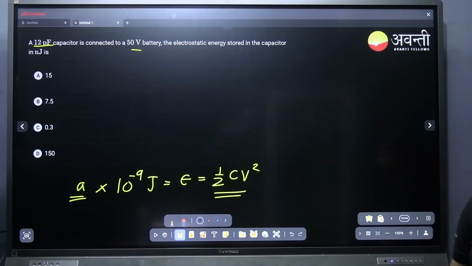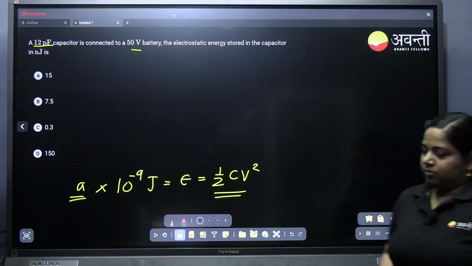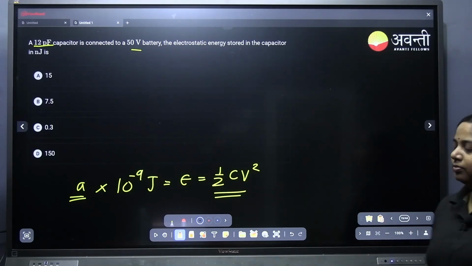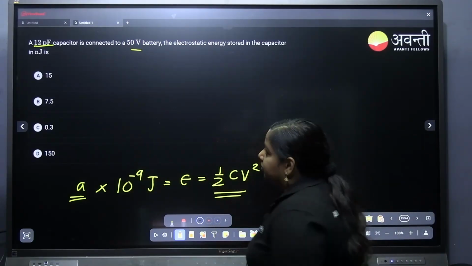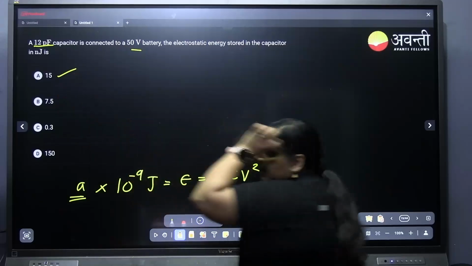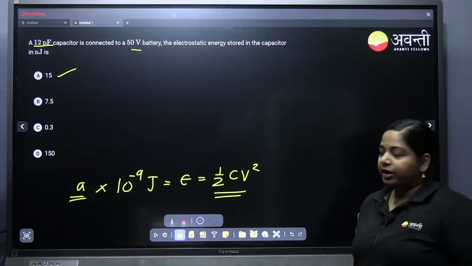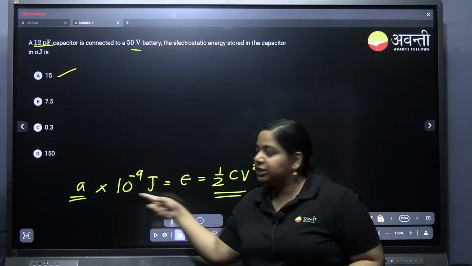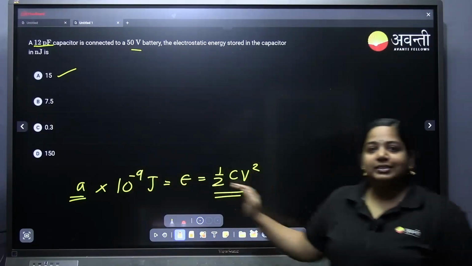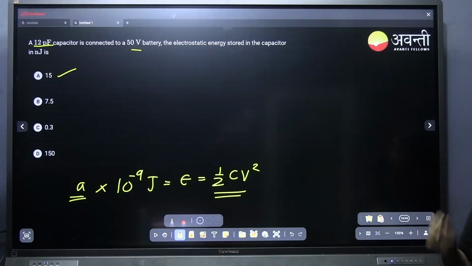This one, what is the answer? Yes, 15 is the correct answer. Okay, I hope everybody got. Once you calculate this, then you have to write in this way, 10 to the power minus 9 form, because they asked in nanojoule.